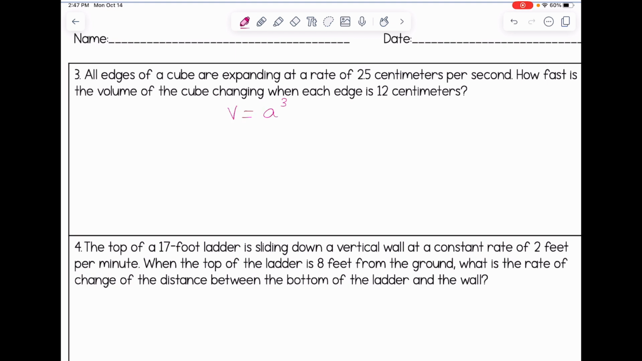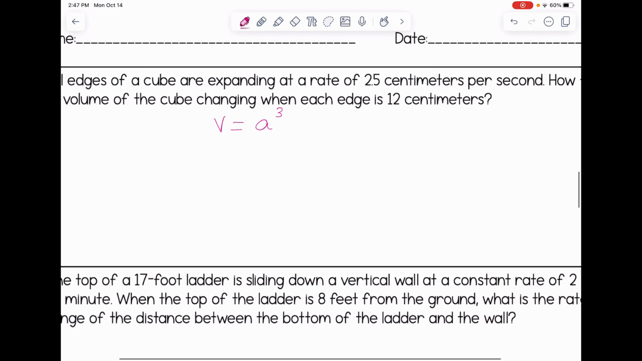I would not use the letter E to represent the length of the edge. I would not use E for edge because we have seen E in a different problem when we were talking about logs and exponentials, and that represents different derivative rules. So I would just use the A here.